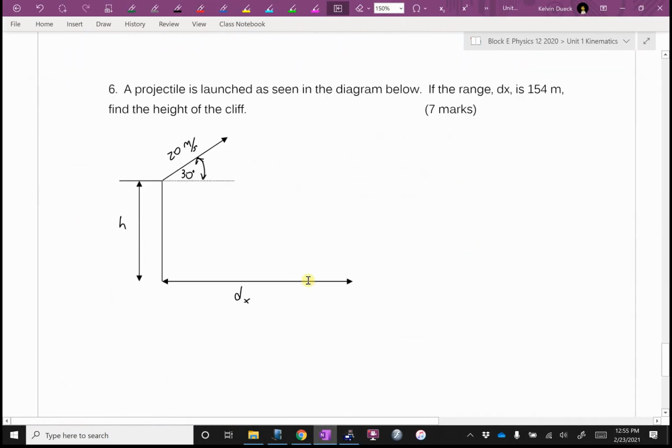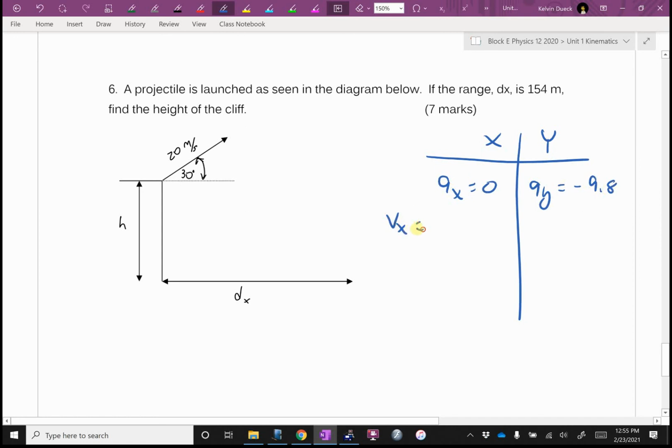6 was way easier than 5, yes? No quadratic? I can already tell because they gave me horizontal. Horizontal is much nicer. It's the same initial velocity setup. So in the interests of time, AX is 0, AY is negative 9.8. I believe VX was 17.321. VY initial was 10. This time, though, they gave me the range DX.